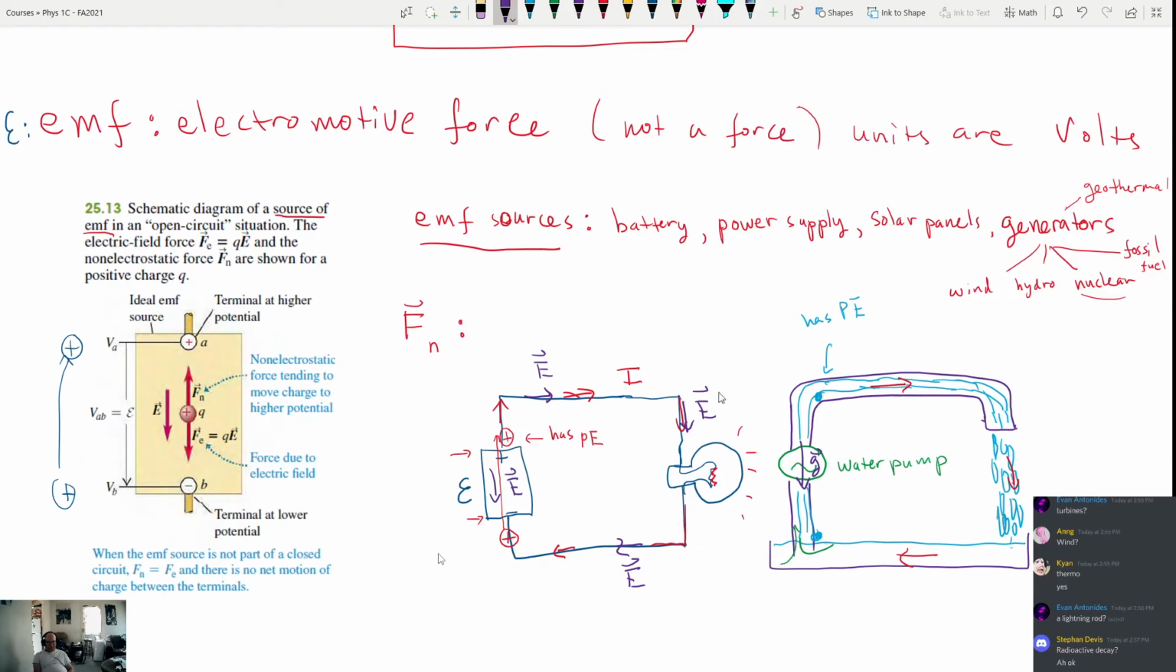Okay. So, does the analogy make sense? Does it help to understand what's happening inside of what the battery is doing effectively? It's just pumping charges from low energy to high energy. Once they have energy, they can do the rest. So the battery just has to get it from here to here, and then the charge is going to do the rest. Okay. So that's what we call an EMF source.